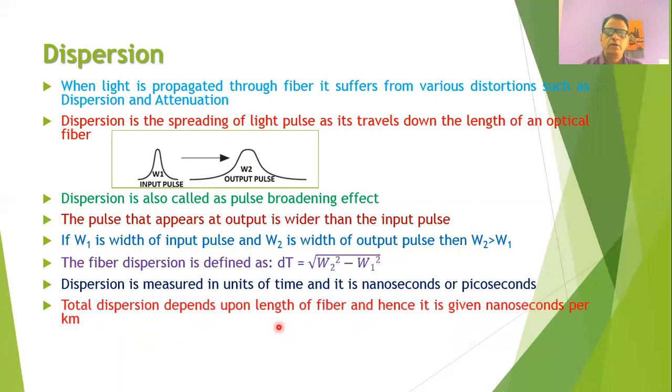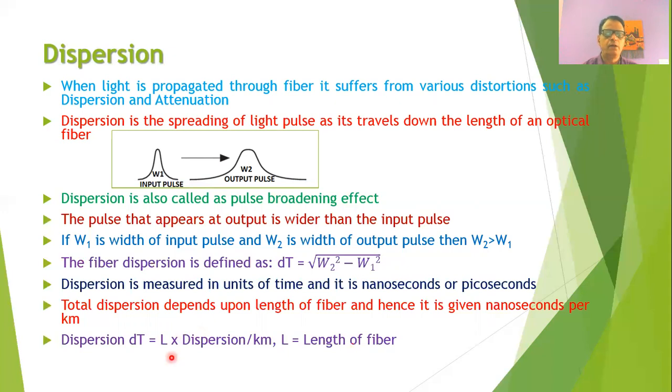Again, the dispersion in the fiber will depend upon the length of the fiber. Therefore, whenever we want to write the dispersion, it is written as nanosecond per kilometer. Dispersion can be rewritten as dt equal to the length of the fiber multiplied by the dispersion per kilometer, where L is the length of the fiber. So as the length goes on increasing, the dispersion will also go on increasing.